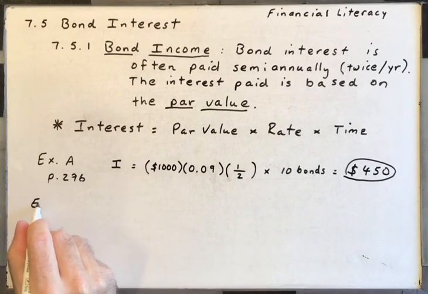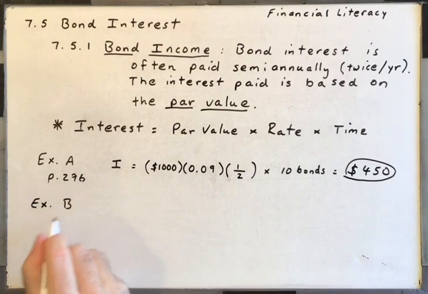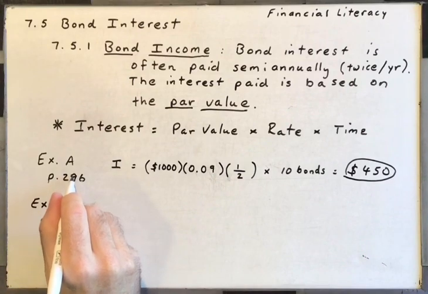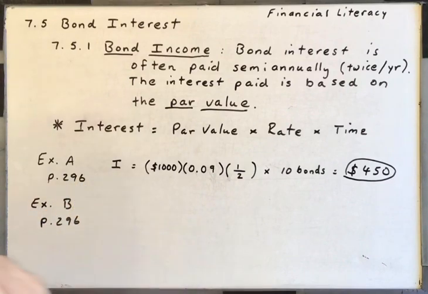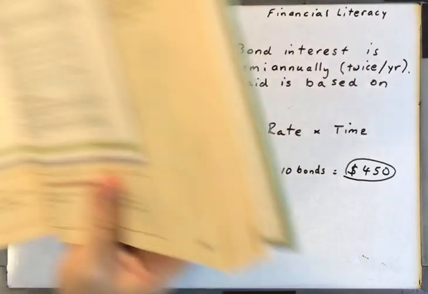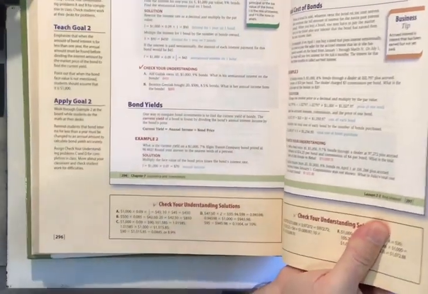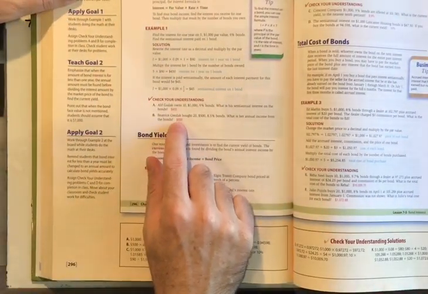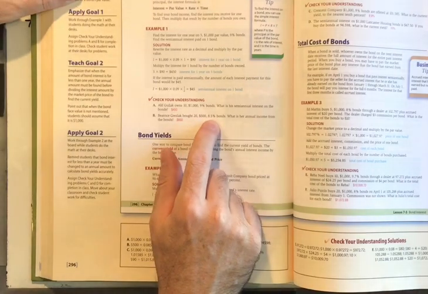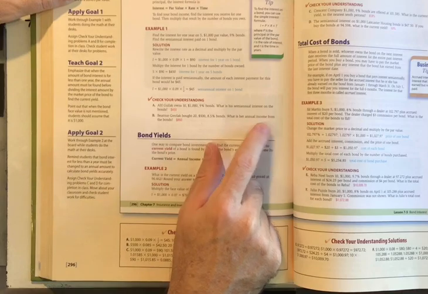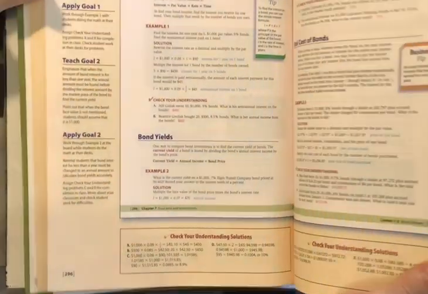All right, example B. Let me pull the book into view here. I probably should have got the student book. It has bigger type. Sorry about that. It says Beatrice Greslak bought $2,500 8.5% bonds. What's her annual income? So not semi-annual, annual income from the bonds.